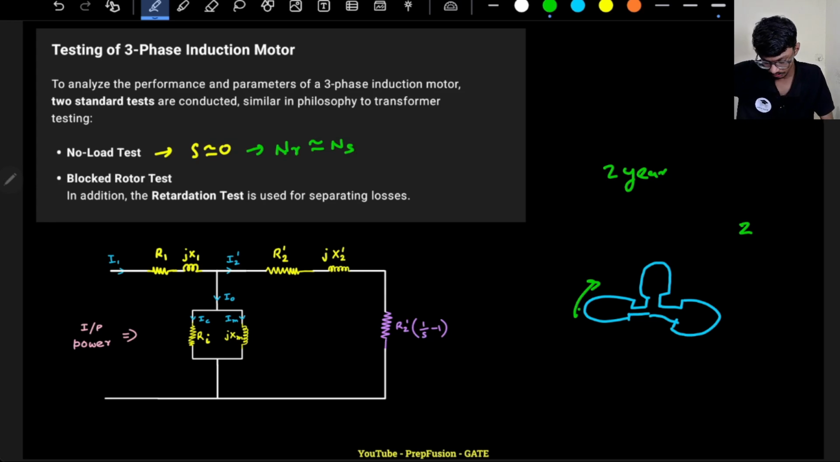Now let's discuss the block rotor test. In block rotor, what did I tell you? We will block the rotor. If I am blocking the rotor, that means the rotor does not move, so NR is 0. Slip is (NS minus NR) divided by NS, so slip will be 1.